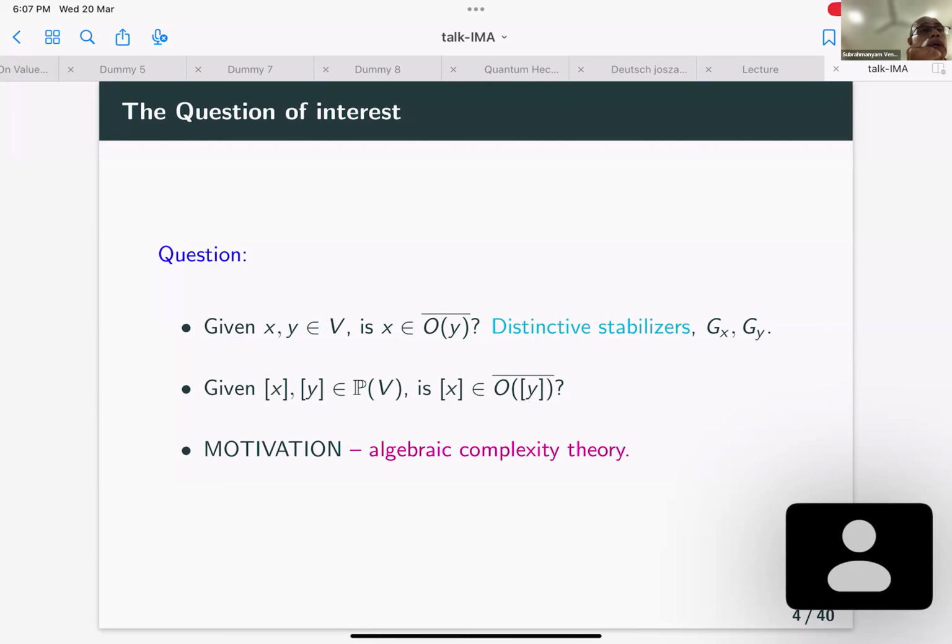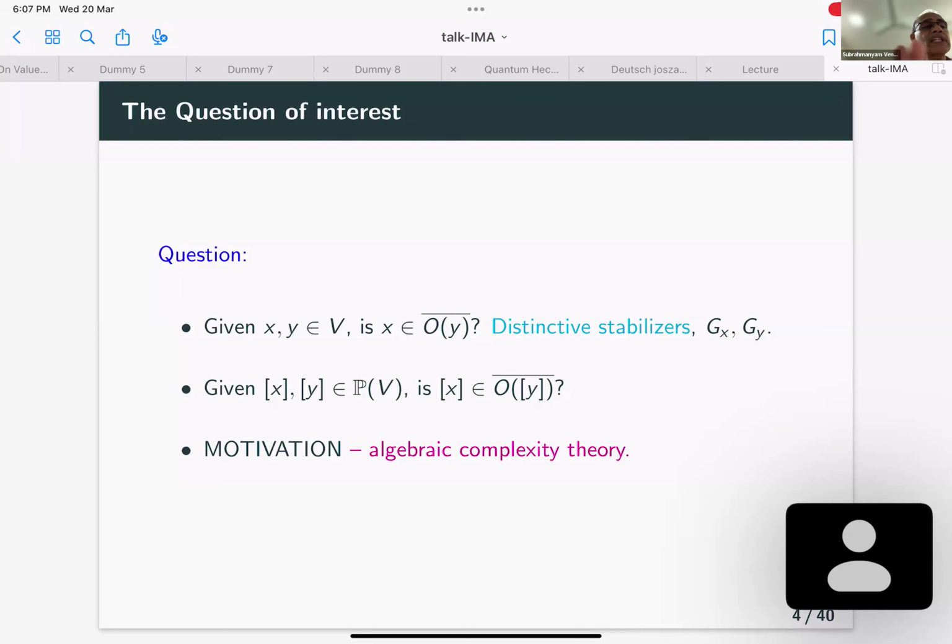So sometimes we may want to do this in the vector space. Sometimes we want to do it in the projectivized vector space over V. It is only in this slide that I'm being a bit careful. I write square brackets X for the corresponding point in projective space, and square brackets Y for the point corresponding to Y in projective space. And then the question is, does this projective point belong to the orbit closure of Y?